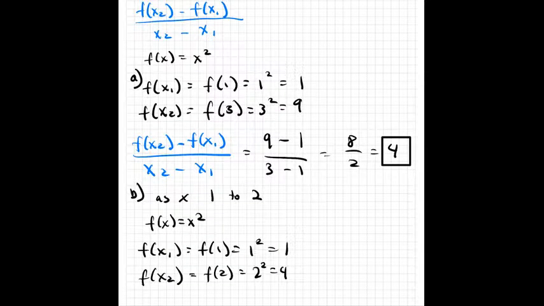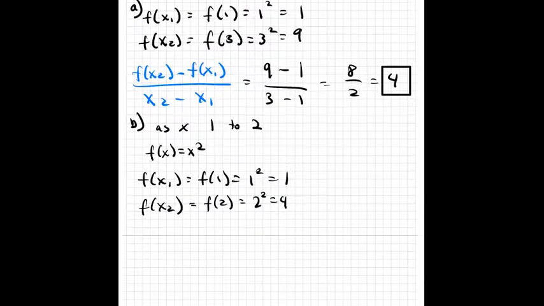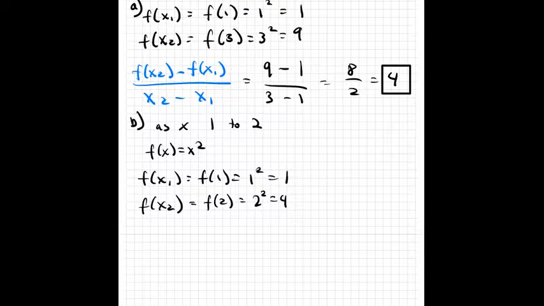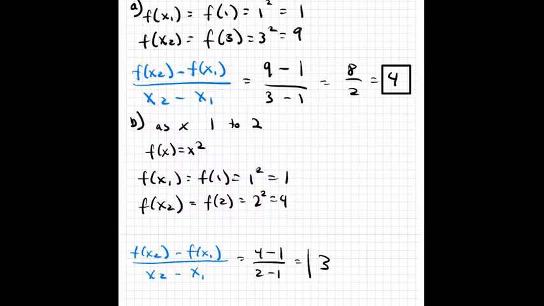Let me just go ahead and add another page. Okay. So then the average rate of change, which is f of x2 minus f of x1 over x2 minus x1. In this case, that's going to be 4 minus 1 over 2 minus 1, which is 3.